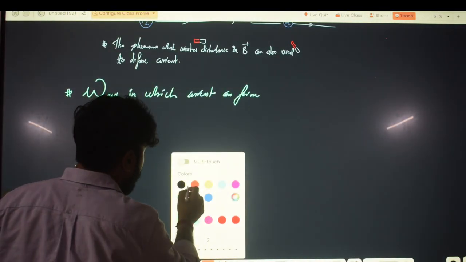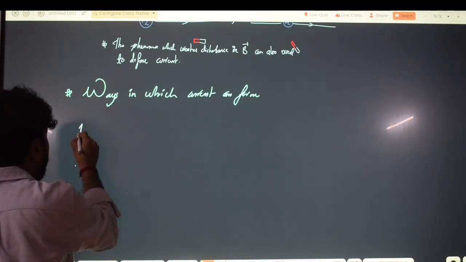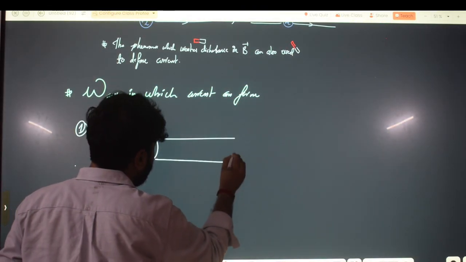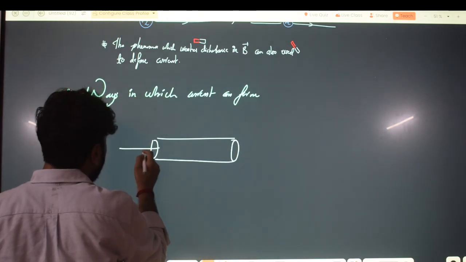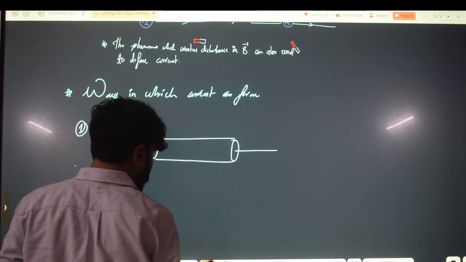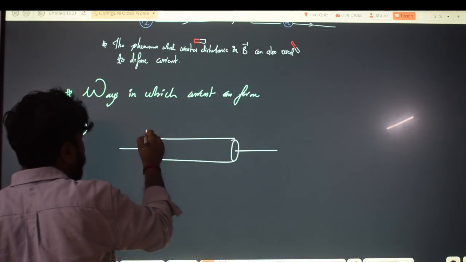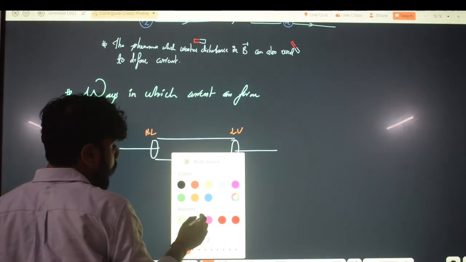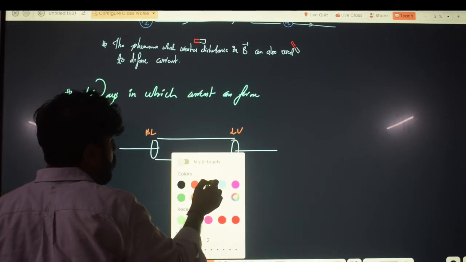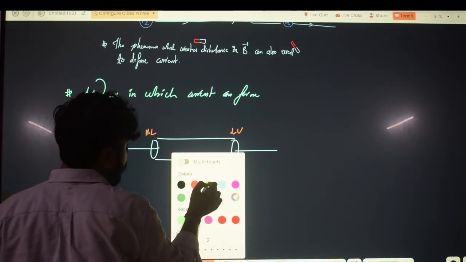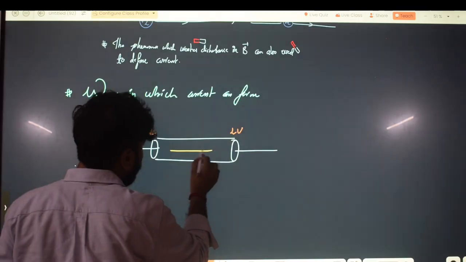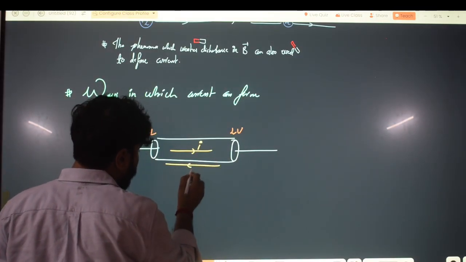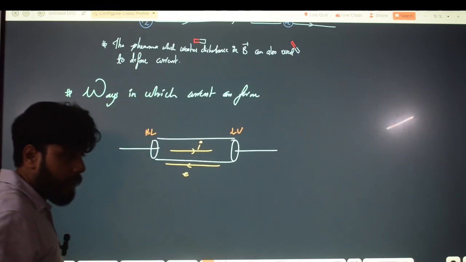First is your very traditional way, like you will have a conductor, and you can say it is connected to some source of potential. Here you will have higher voltage, here you will have lower voltage or lower potential, whatever you want to say. So what you will see is that current will go from higher to lower, and in contrast to that you will have electrons flowing in this direction.